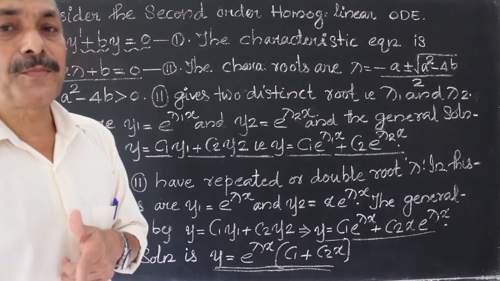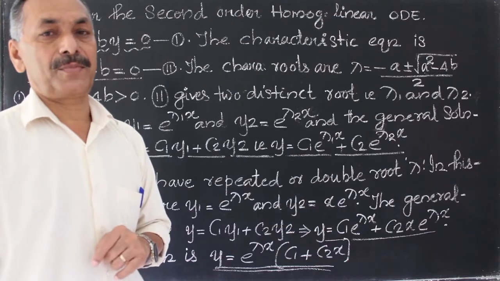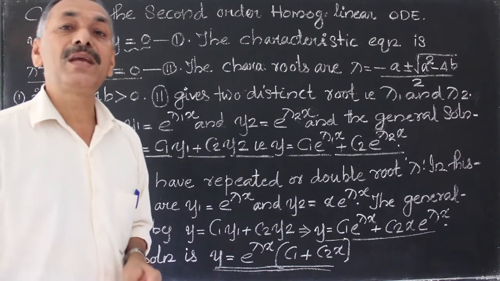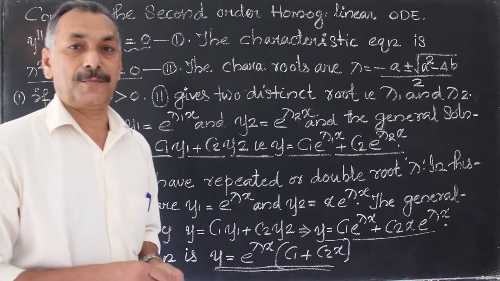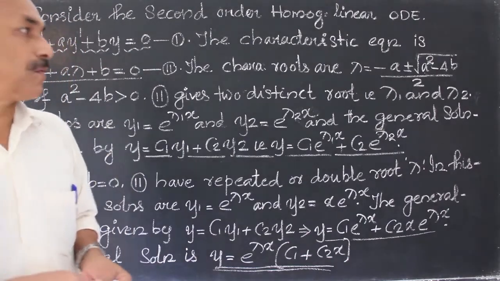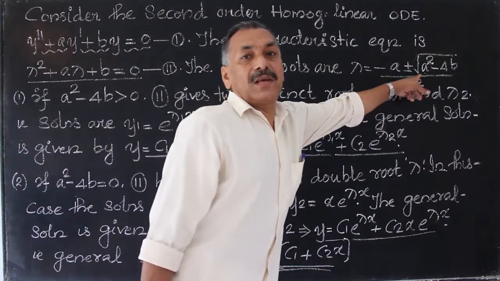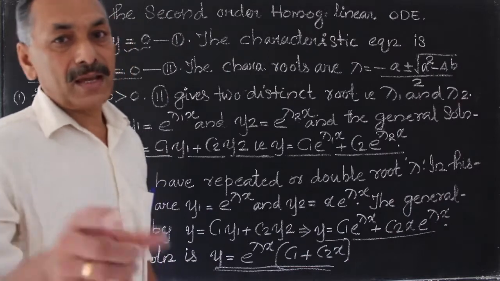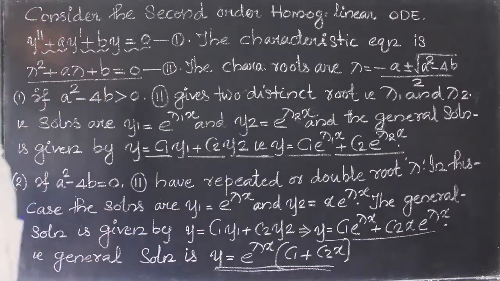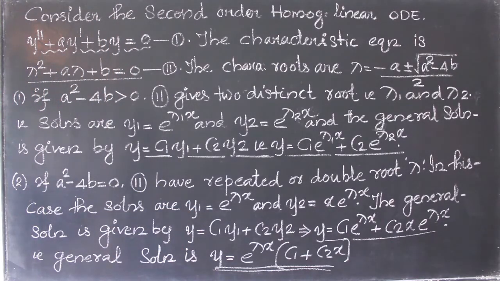Okay? In the other case, that is a complex root, a square minus 4b is less than 0, negative. This is the case of complex roots. In this case, we will see the same thing. This is very important. These are the properties.